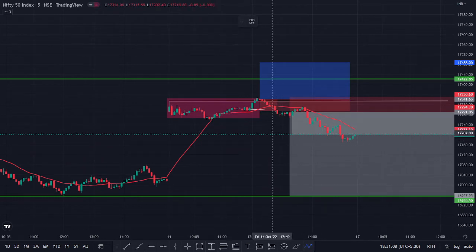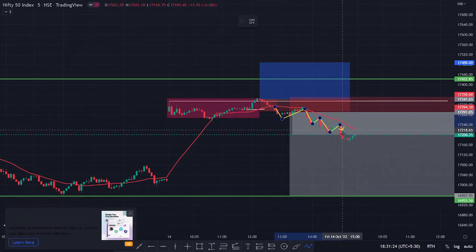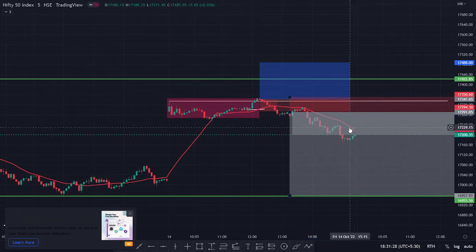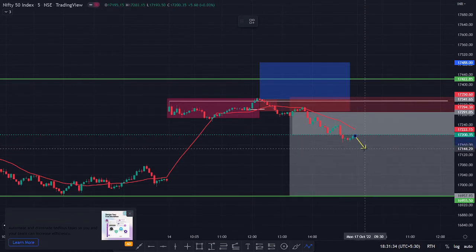And what happened? The market broke this previous low, closed below the red 20 period EMA, and had a nice retracement to the 20 period EMA. The 20 period EMA acted as a resistance, and eventually the market started to create a lower high, lower low, lower high, and then a lower low. The market is currently retracing to the previous highs, and I'm expecting the market to go like this.